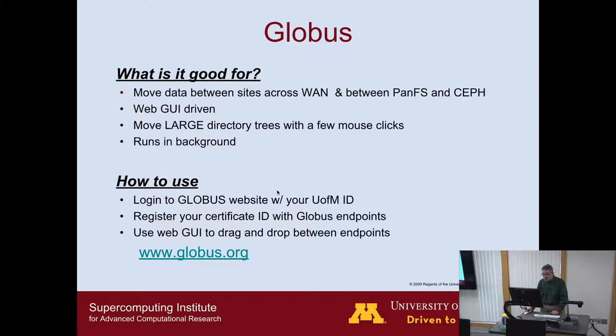To use it, all users at the U of M have access to Globus. We have a site-wide account with the Globus consortium. As a result, you use your user ID at the U of M to authenticate in and use Globus, so you don't have to create a new account. You can use your already existing U of M account and just your normal internet ID. You then register data endpoints, and then you can set up transfers. And you would start by going to their website.